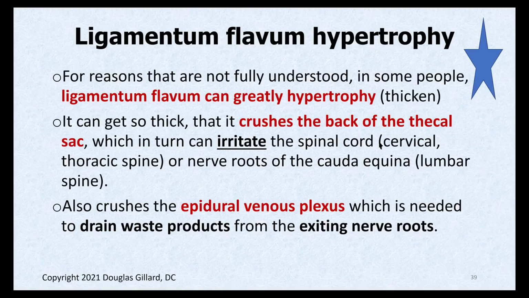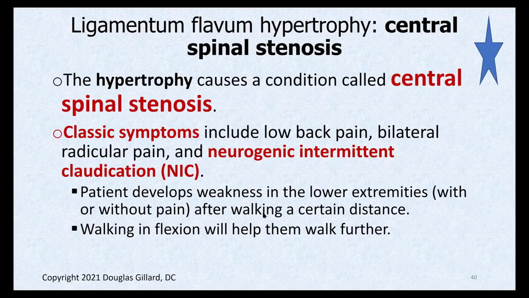So let's see. I'll get off my slides here. So ligamentum hypertrophy, we don't know why it happens, but it crushes the nerves, that's bad enough, but it can crush that epidural venous plexus, where you can't get nutrients to the nerves, and you can't get waste out of the nerves. And when ligamentum flavum gets big, there's a word for that. It's called central spinal stenosis. Spinal stenosis for short, but you shouldn't say that because there's a lateral stenosis and there's a central stenosis.